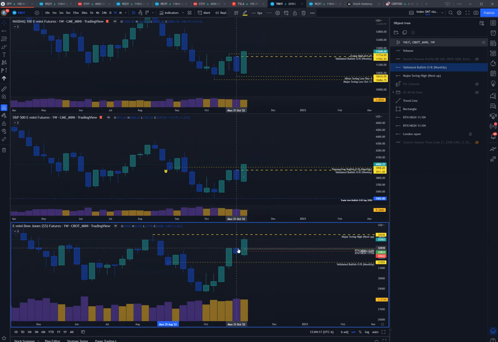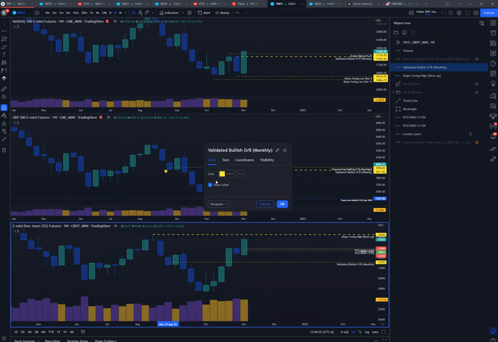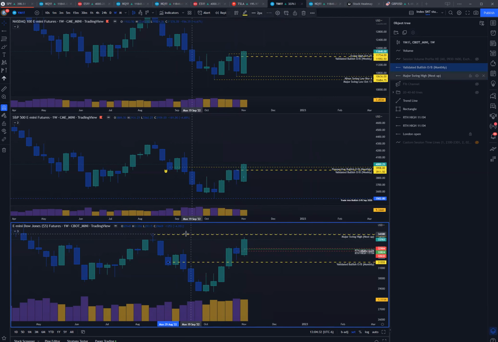So this is kind of a small one. It doesn't really qualify as a weekly order block, so I would just mainly rely on the monthly level here. Let's make that one a little bigger. And then the major swing high is the next resistance.